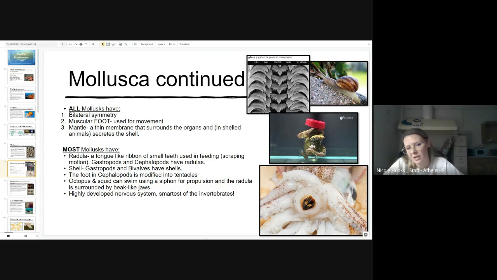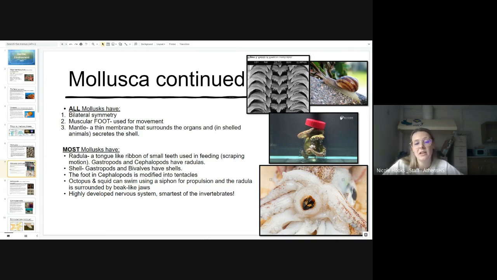Gastropods and bivalves have shells. I talked about that. The muscular foot in cephalopods is actually modified to tentacles, 8 when it comes to octopuses, 6 when it comes to squid. Octopus and squid can move using a siphon. They'll suck in water and then propel themselves in a backwards motion. And then their radula is actually like their jaws or beak-like jaws.